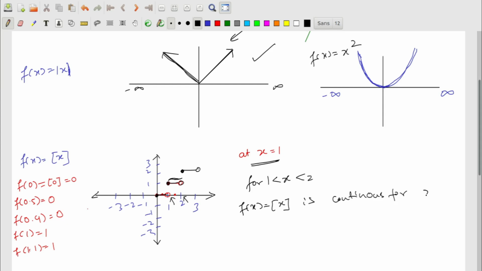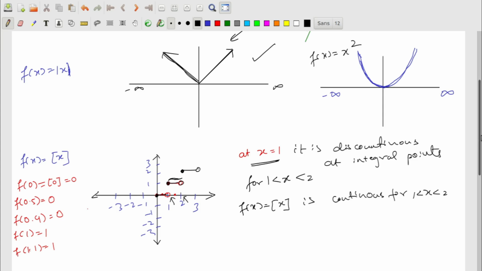for x less than 2 and greater than 1, but it is discontinuous at integral points, okay? So what are integral points? That is x is equal to 1, x is equal to minus 1, x is equal to 2, 0, all these points the function is discontinuous. So this is how we explain the concepts of continuity using the graphical representations, right?